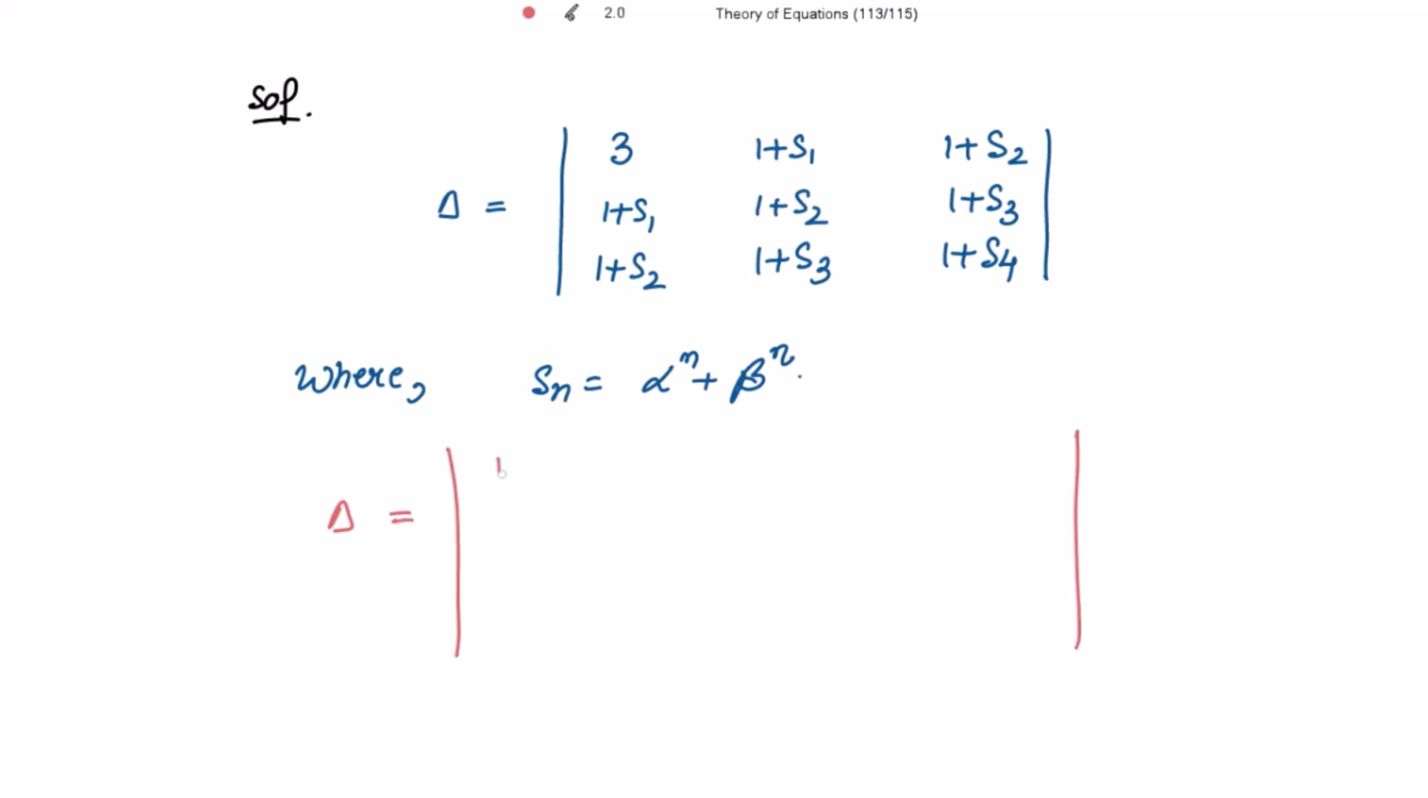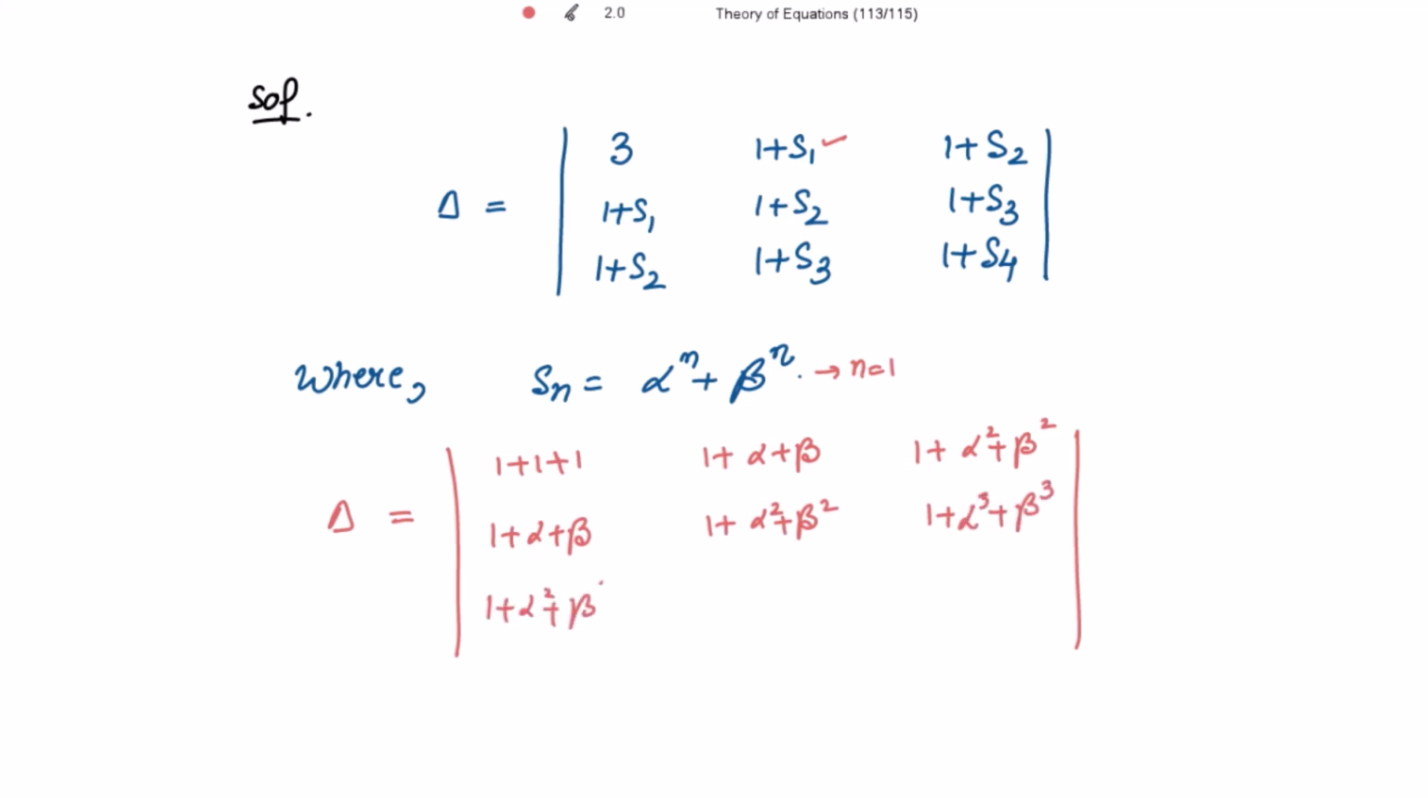Can I write this 3 as 1 plus 1 plus 1 just for symmetry? And then 1 plus S1, putting n equal to 1, what we get? Alpha plus beta. So S1 is alpha plus beta. Similarly, 1 plus S2 becomes 1 plus alpha square plus beta square. Then 1 plus alpha plus beta, 1 plus alpha square plus beta square, 1 plus alpha cube plus beta cube, 1 plus alpha square plus beta square, 1 plus alpha cube plus beta cube, and 1 plus alpha to the power 4 plus beta to the power 4.